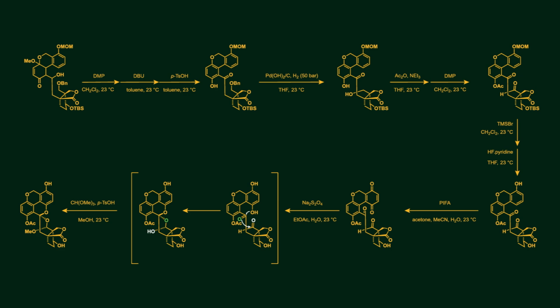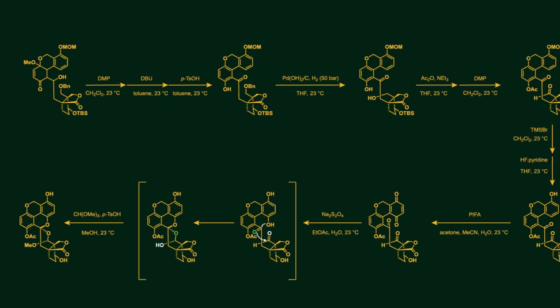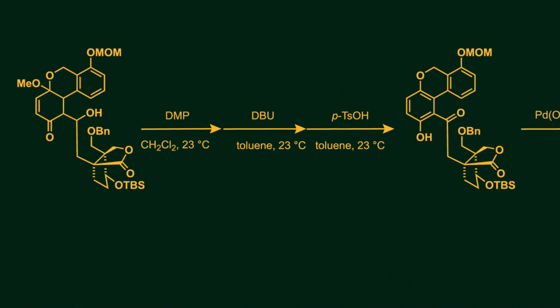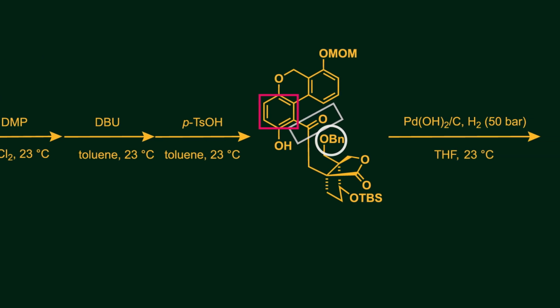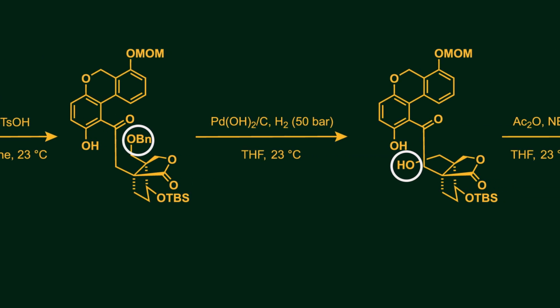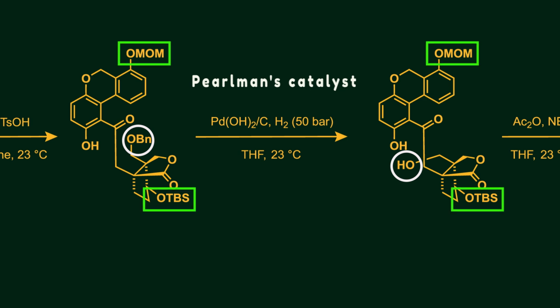Now let's plow through the rest of the synthesis. After assembling the northern and southern fragments, this intermediate was first oxidized with Dess-Martin periodinane to the ketone. Then the exposure of the ketone to DBU followed by treatment with tosylic acid led to smooth aromatization. Next, this protected alcohol underwent debenzylation by treatment with Pearlman's catalyst. Notice that the protecting groups have been chosen so that only one of them is deprotected. So using the correct protecting group is crucial to map out a successful synthesis plan.